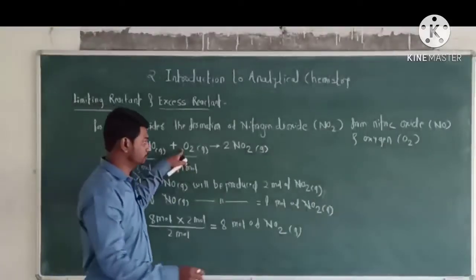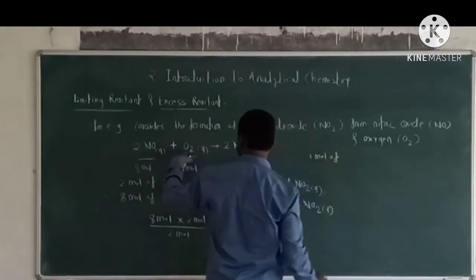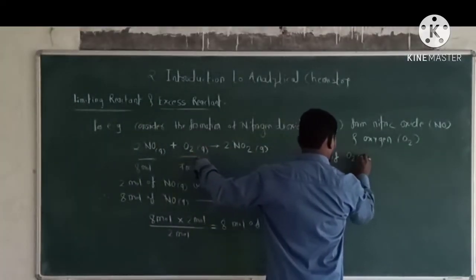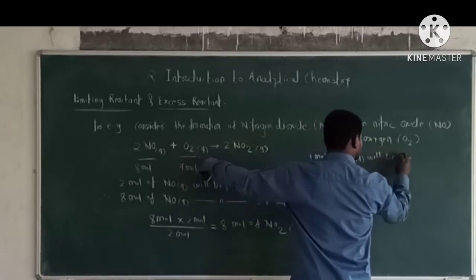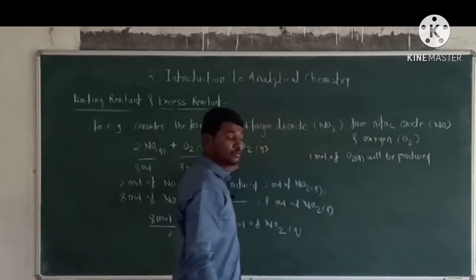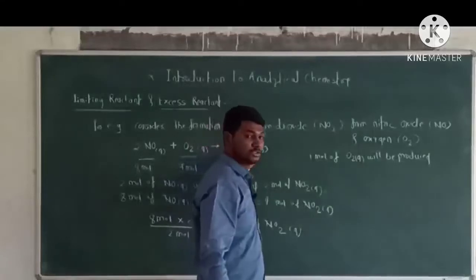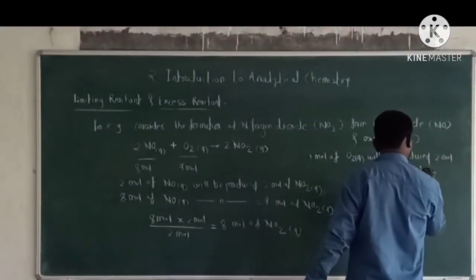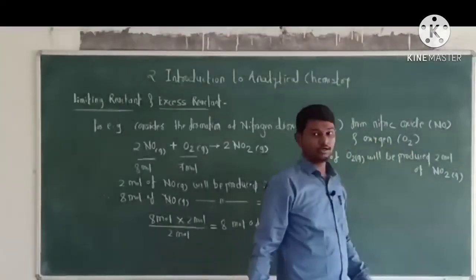1 mole of gaseous oxygen will produce 2 moles of gaseous nitrogen dioxide. Okay.